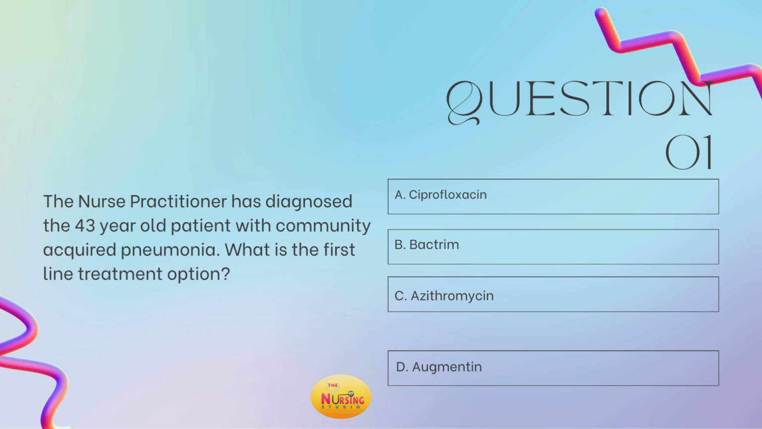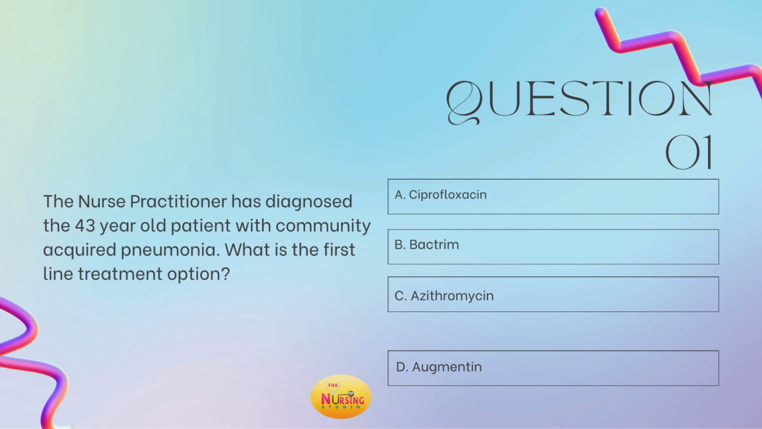Now, y'all know I always recommend reading the stem of the question first, as it allows you to slow down to ensure that you're answering what is even being asked of you. The stem of the question here states, what is the first line treatment option? Now, two things. It is asking for the first line treatment, so you need to know initially what you do.